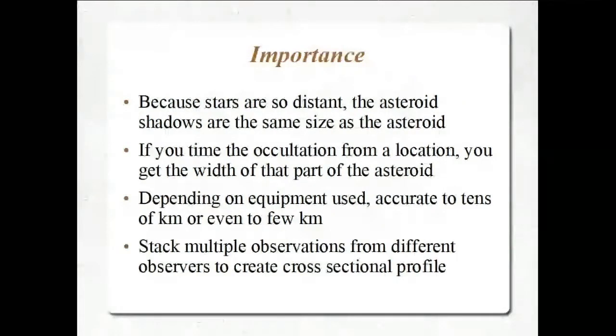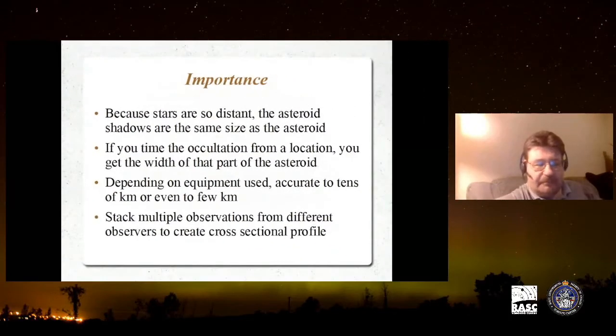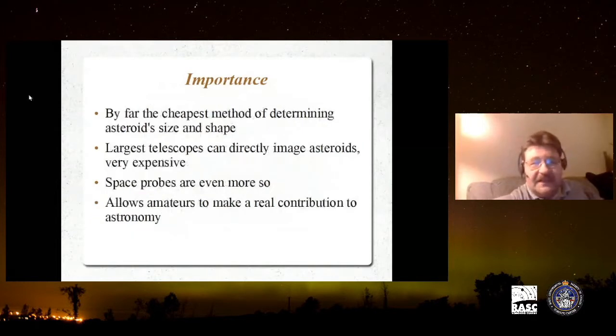Depending on the equipment that you're using, this width can be accurate to a few tens of kilometers or even to a few kilometers. If you stack multiple observations from different observers across the path of the asteroid occultation on Earth, you create a cross-sectional profile of the asteroid as it passed by. This is by far the cheapest method and the easiest method of determining an asteroid's size and shape.